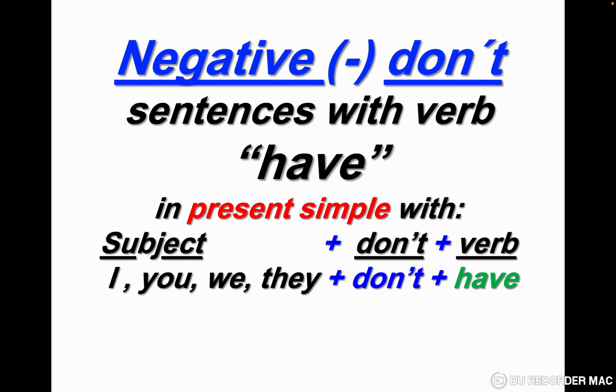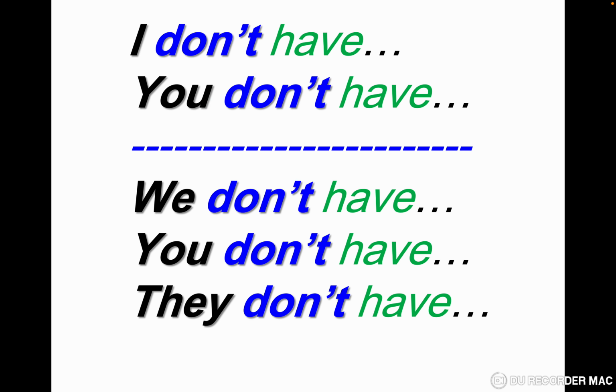In the negative form, in the present simple, we use the word don't. So we have subject, I, you, we, they, plus don't plus verb. So this is the order of the sentence in the negative form in present simple. Let's see an example. I don't have, you don't have, we don't have, you don't have, they don't have. So we put don't between the subject I and the verb have. Between the subject you and the verb have. So between subject and verb.